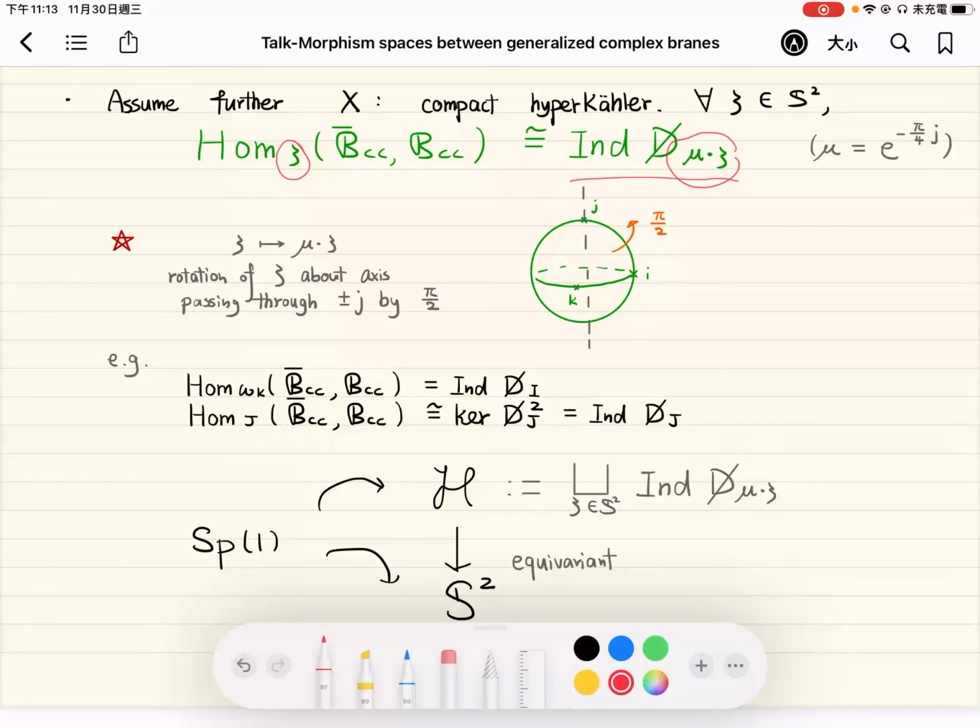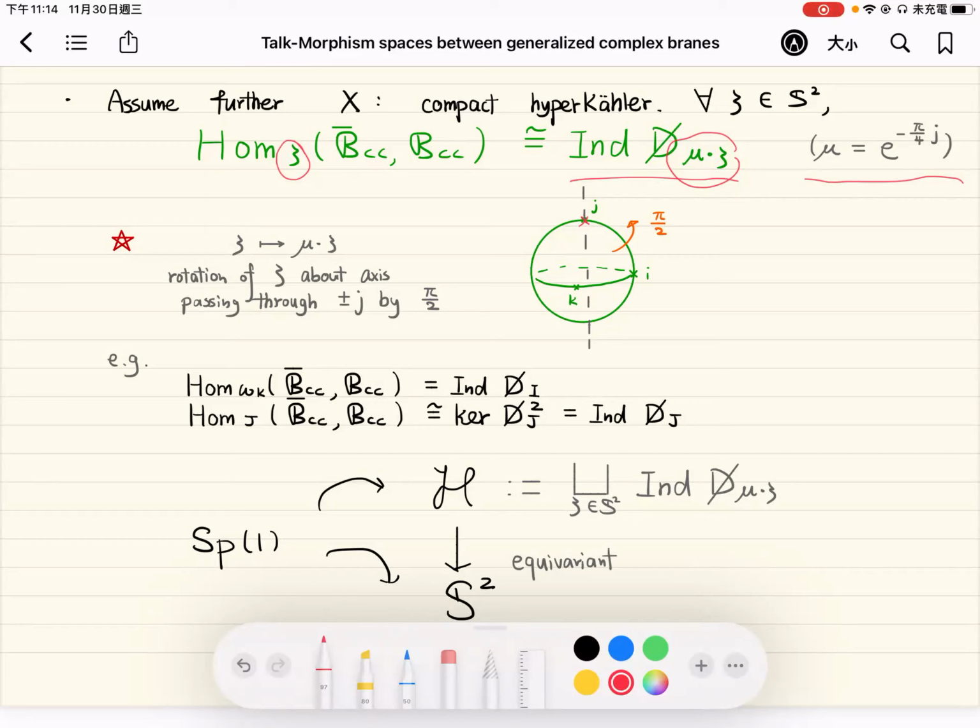The explicit form of mu is not quite important, but we need to know the geometric interpretation of the action of mu on zeta. Assigning zeta to mu dot zeta is just a rotation, a certain kind of rotation about an axis passing through plus and minus J by pi/2. So we have two fixed points. If we pick J here, of course, after rotation it's still J. So the Hom space with respect to J is just the index of the Dirac operator with respect to the complex structure J. And by compactness, we know that this is just the Dolbeault cohomology.